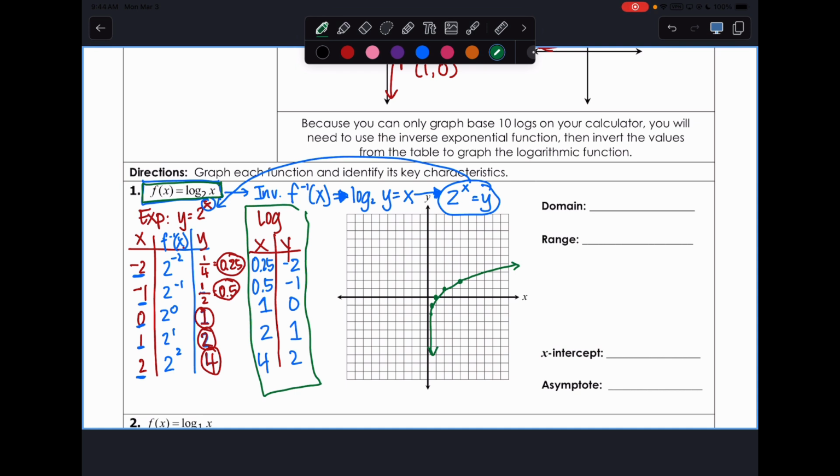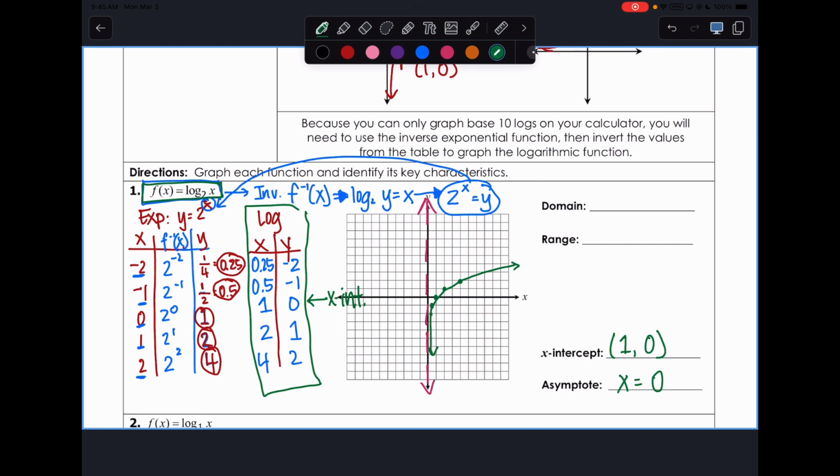Where's the asymptote? It used to be y equals 0, right? Now it's x equals 0, which is right here. Okay. What's the x-intercept? This is the x-intercept. So it's (1, 0).